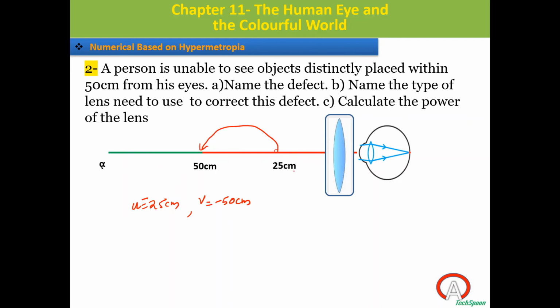I have to break this. So object distance u is minus 25 and v is minus 50. Now we can find out, right? 1 by v minus 1 by u is equal to 1 by f. Find out f, then find out the power of the lens. Finding u and v is more important. First you have to find out what the defect is, then what u is, what v is. If you found that, it's very simple.